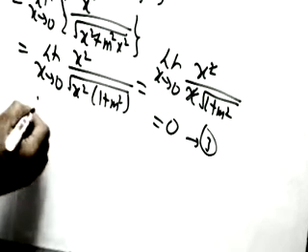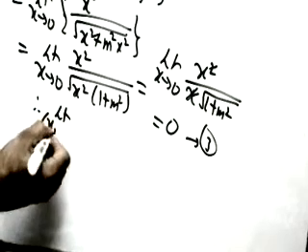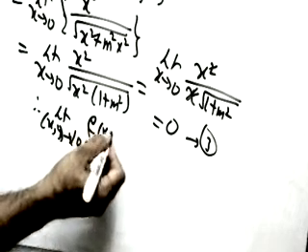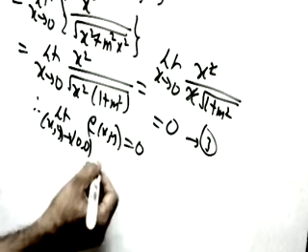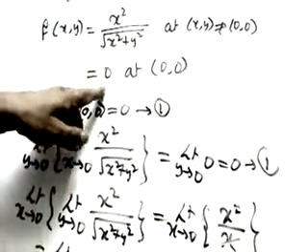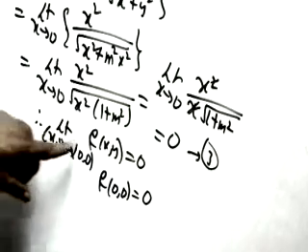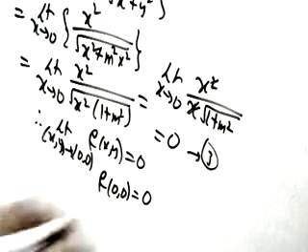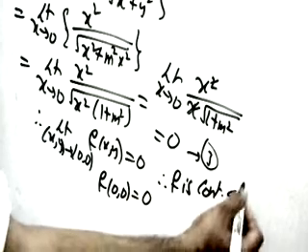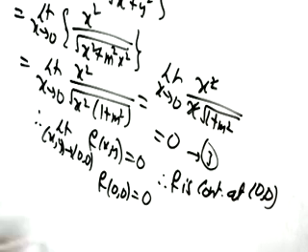So you got the value of the limit 0 and the function value is also 0. Therefore, limit x comma y tends to 0 comma 0 of f of x comma y equals 0, and the value of the function at 0 comma 0 is also given as 0. In the question it is given. Therefore the limit value exists and the limit value and the function value are the same. Therefore we say f is continuous at the origin, that is 0 comma 0.